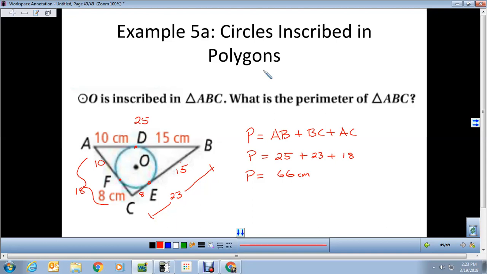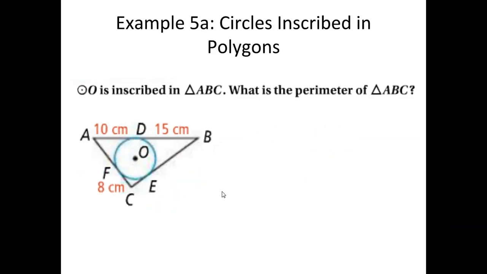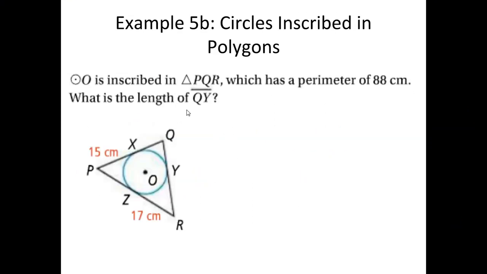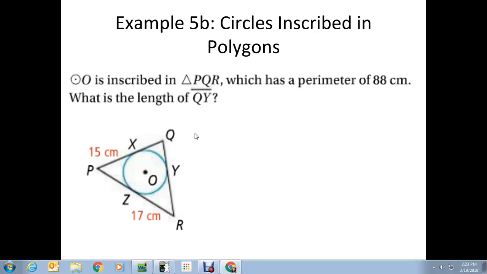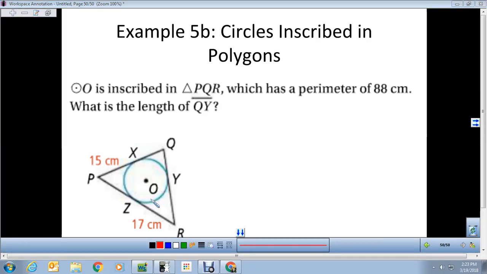So let's take a look at the last problem. This time they give us the perimeter. They tell us that the perimeter is 88 centimeters. What is the length of Q to Y? So we're missing one of our segments. Now notice they don't give us either the segment QX or QY. We know that these two are going to be congruent because our circle is inscribed inside of our triangle.